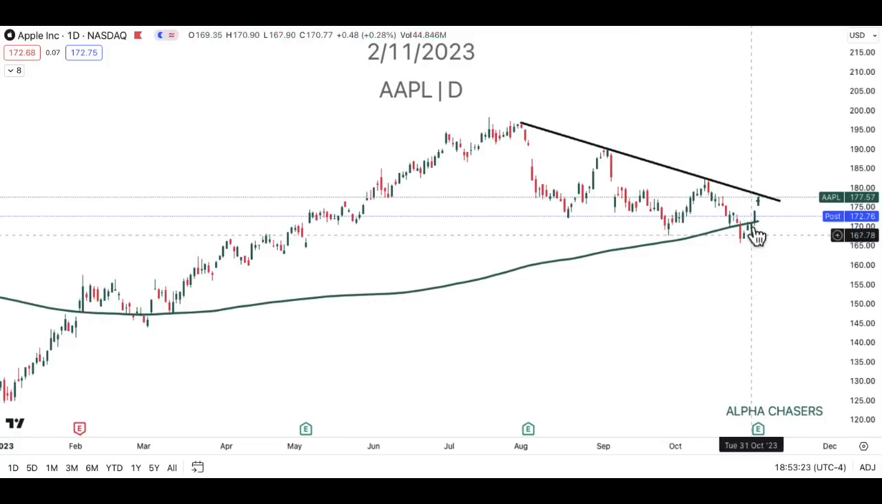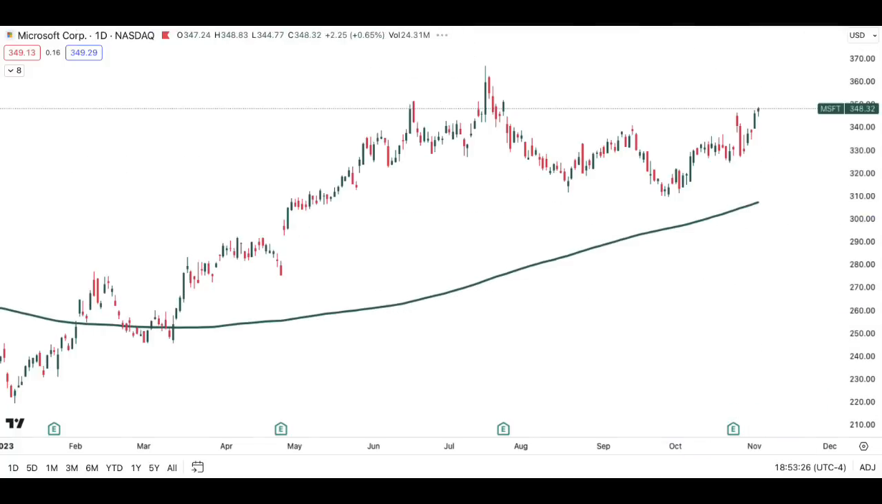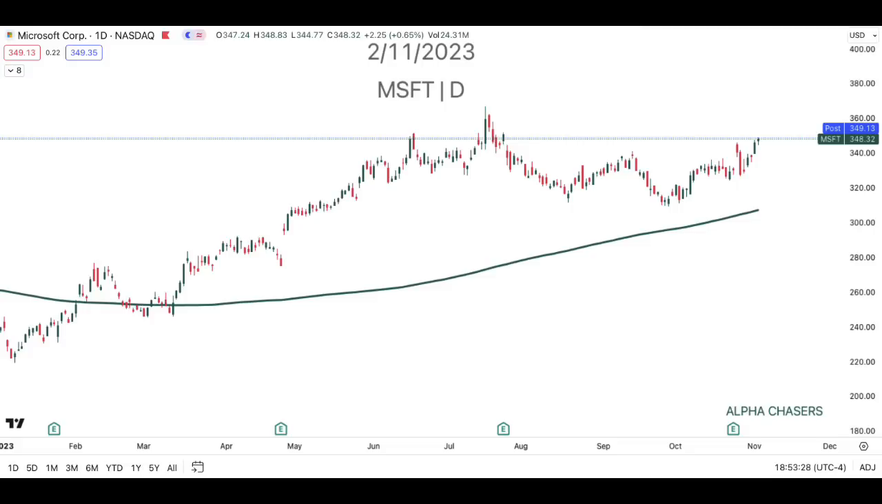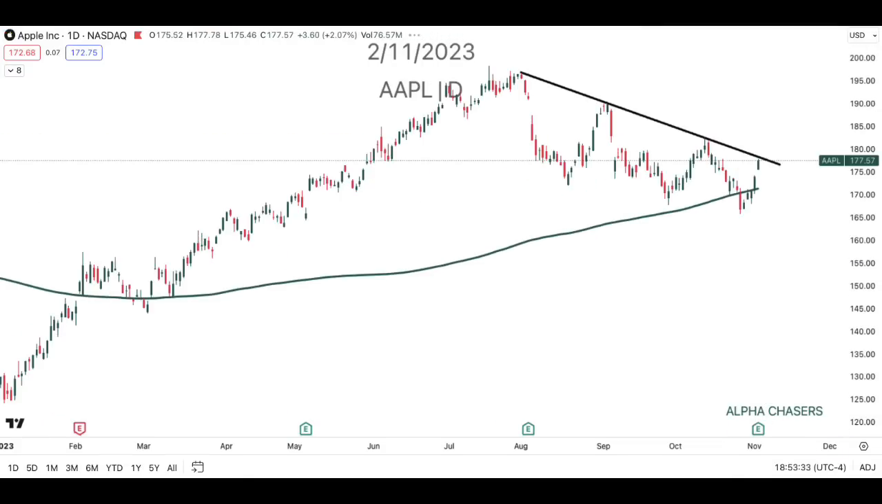I know if this comes down and takes the market down hard, I'm going to be more interested in Microsoft than I am in Apple. Microsoft crushed, and that chart looks beautiful. Apple, this chart does not look beautiful, but there's other situations we have to talk about.